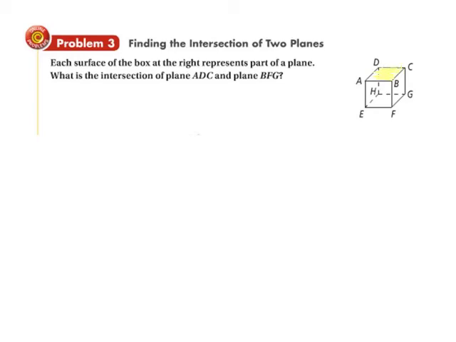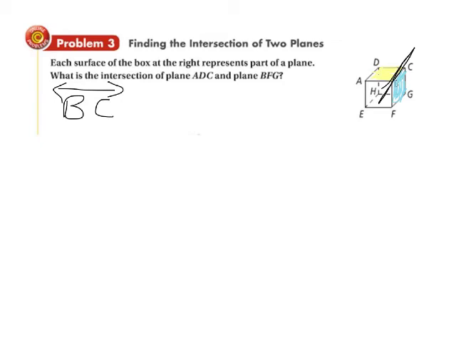That plane is ADC. And let me pick another color. Let's do light blue. Okay, and the other plane is BFG. BFG, that's this plane right here. Okay, and then we want to know what is the intersection of them. And so if you look at it, your intersection is right here in the middle. So your intersection is going to be BC. And remember, planes extend on to infinity, so therefore that intersection is going to be a line.